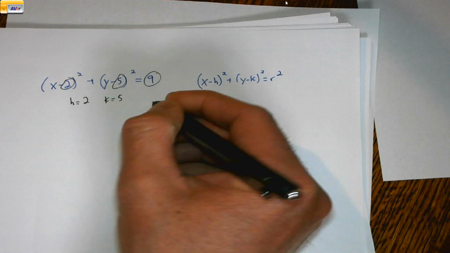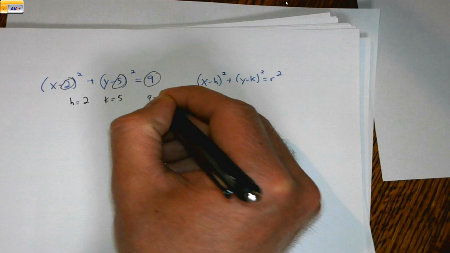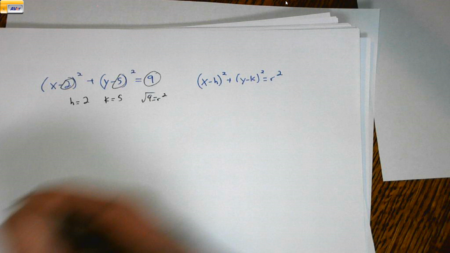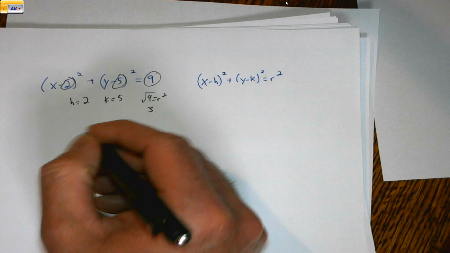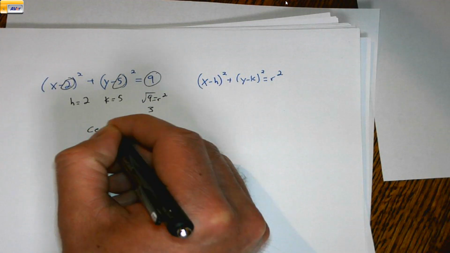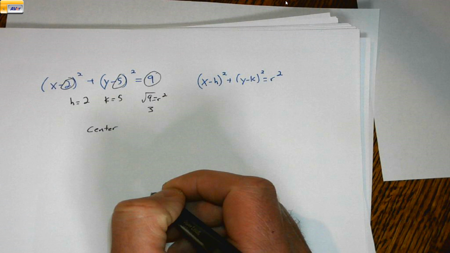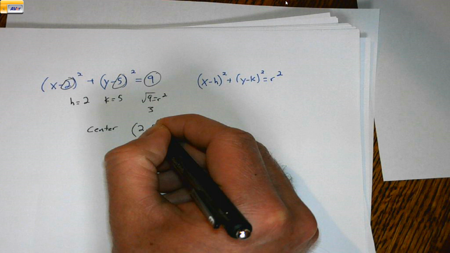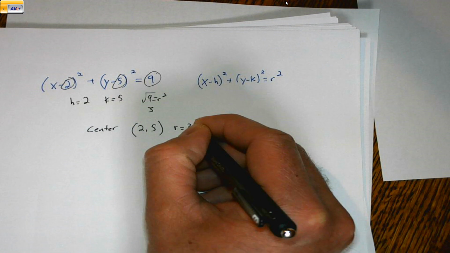9 is the r squared. So we have to figure out, what's the square root of 9? Well, that's pretty easy. It's just 3. So that means the center of this circle is located at the ordered pair (2, 5), and it has a radius of 3. Okay?